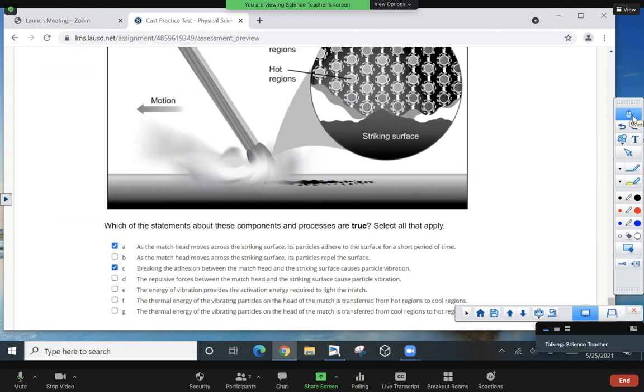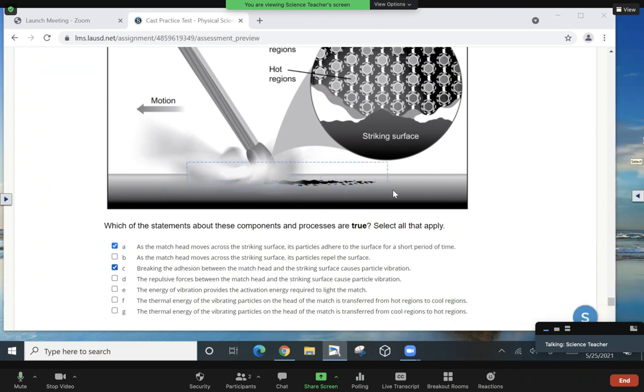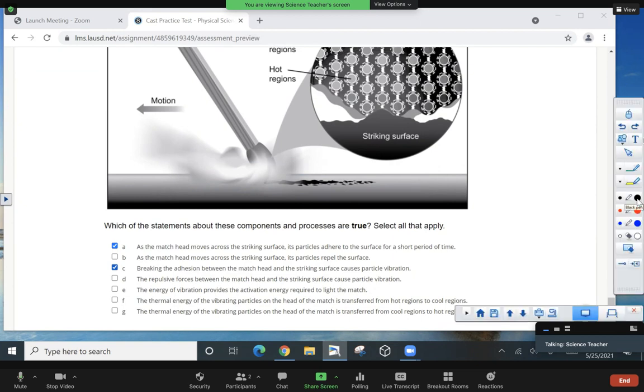But let's look at this next one, this repulsive force. The repulsive forces between the match head and the striking surface cause particle vibration. There are no charges involved in here. It's not like this match is attracting to this striking surface and all of a sudden they just want to repel each other. There's nothing like that happening here. We just see a lot more vibration. So it's not D. Excuse me, it's not D.